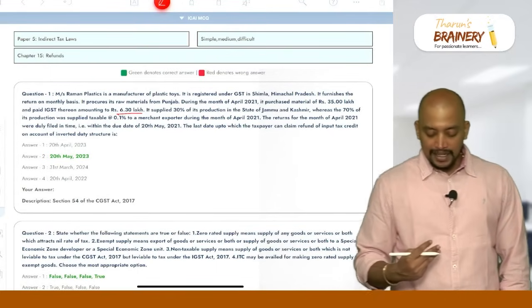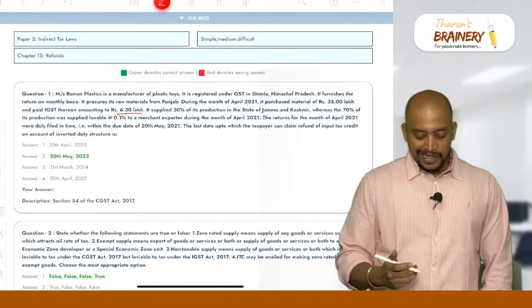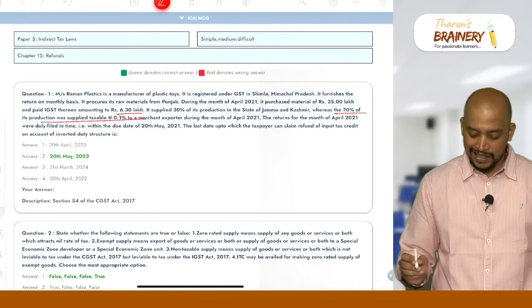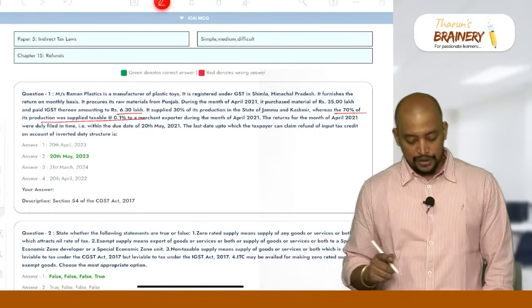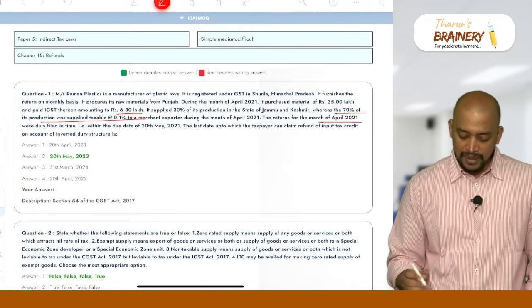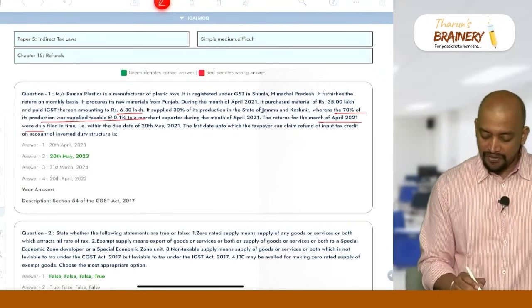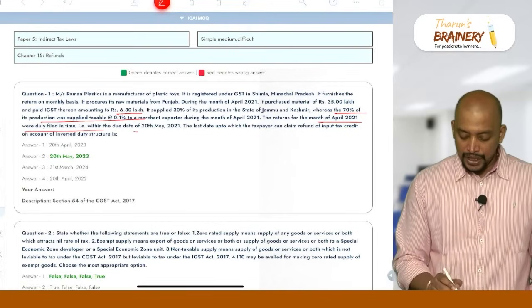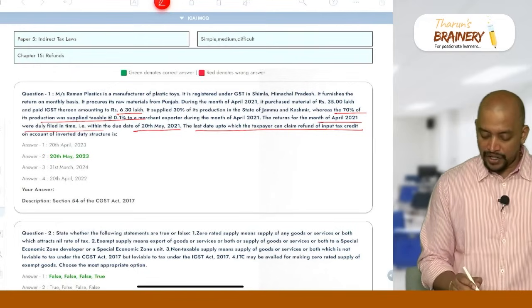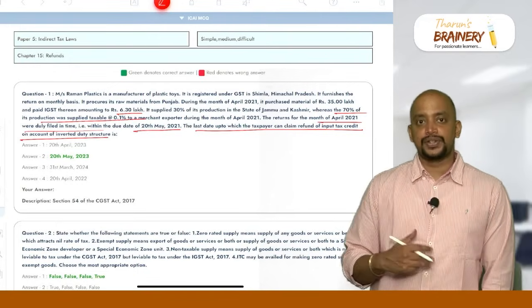It supplied 30% of its production in the state of Jammu and Kashmir, whereas 70% of the production was supplied, taxable at 0.1%, to a merchant exporter during the month of April. The returns for the month of April were duly filed in time, within the due date of 20th May. The last date up to which the taxpayer can claim refund of ITC on account of inverted tax structure?